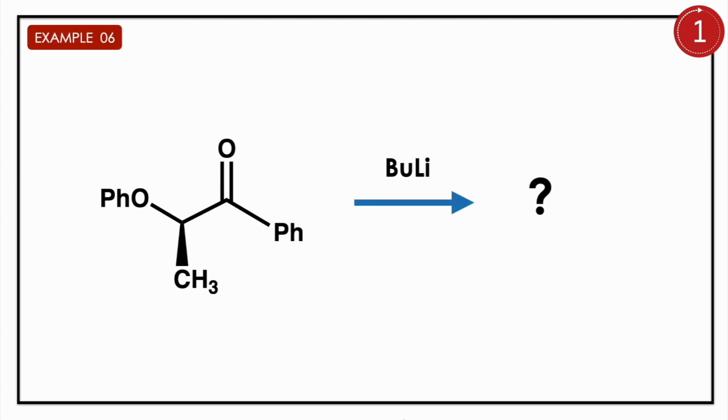Then the next example. Here you have a ketone. On one side a phenyl group, on the other side a phenoxide and methyl. The methyl is above the plane. Butyl lithium you are using. You should find what will be the final product.